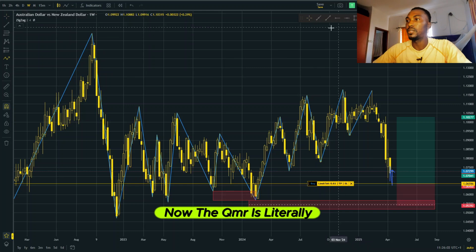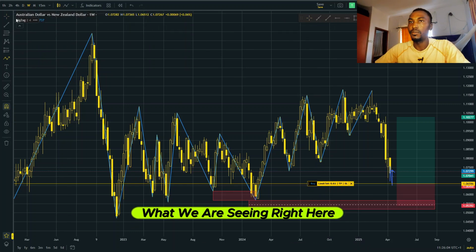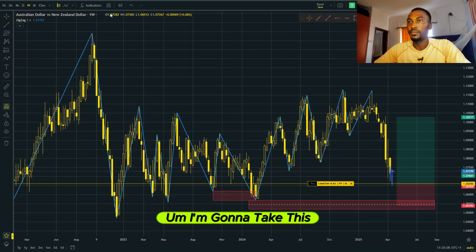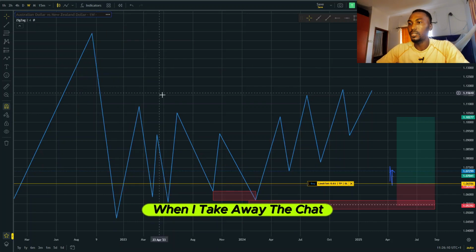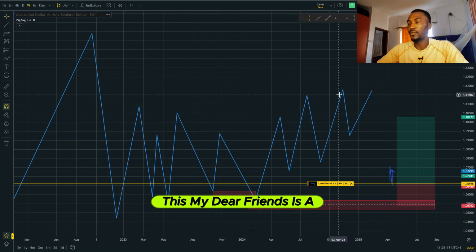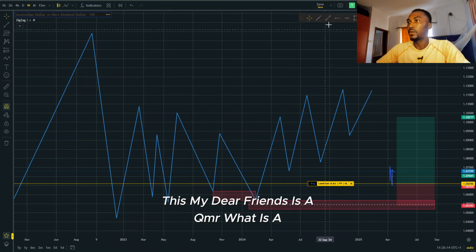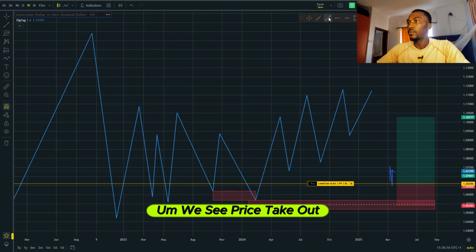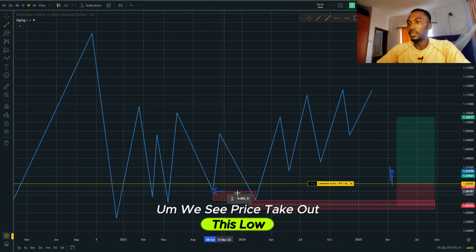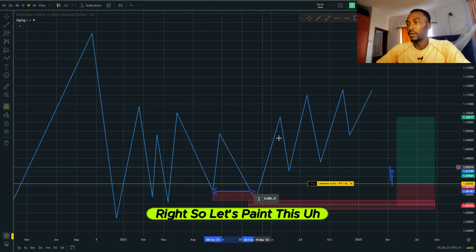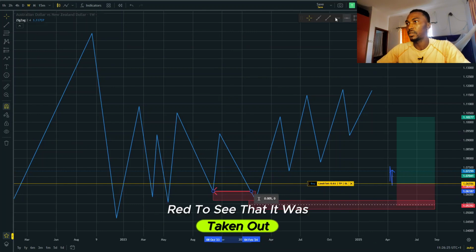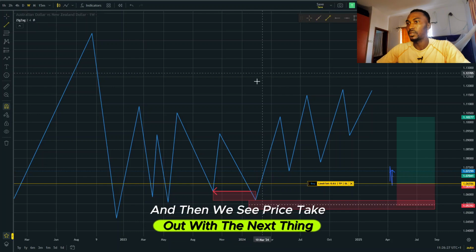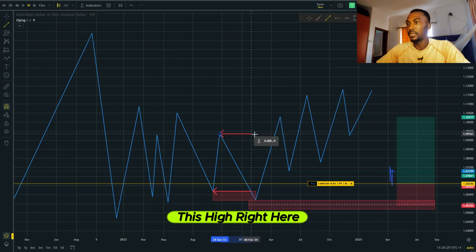Now the QMR is literally what we are seeing right here. I'm going to take this out of the picture. When I take the chart out of the picture, this, my dear friends, is a QMR. What is a QMR? We see price take out this low, right? So let's paint this red to see that it was taken out. And then we see price take out the next thing, this high right here.